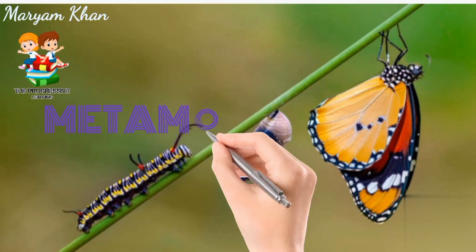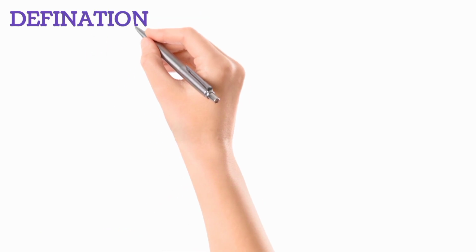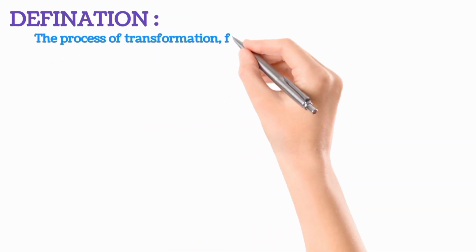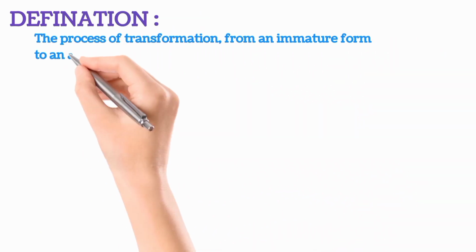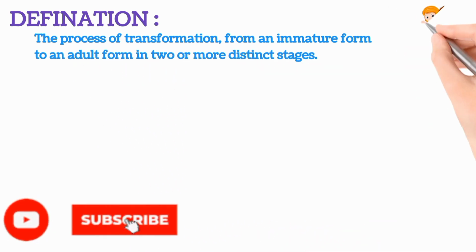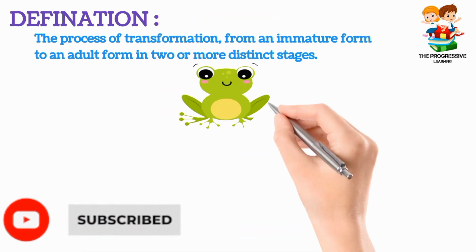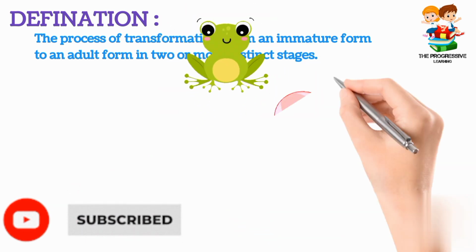Now let's start a new topic, that is metamorphosis and types of metamorphosis. First we define metamorphosis. The process of transformation from an immature form to an adult form in two or more distinct stages. It means that an immature form transforms into an adult form by passing through different stages.